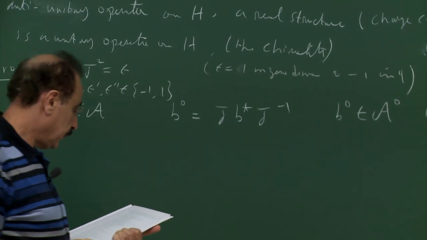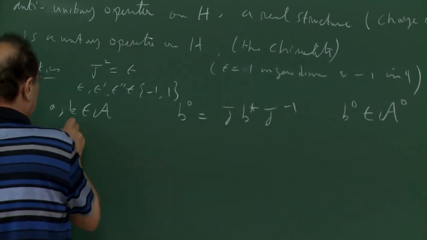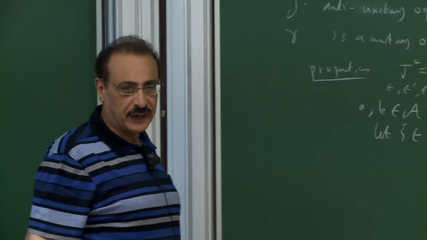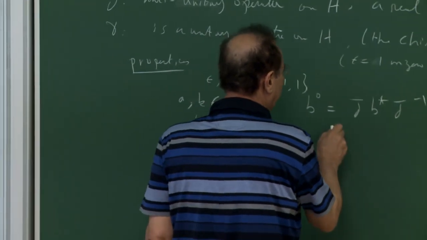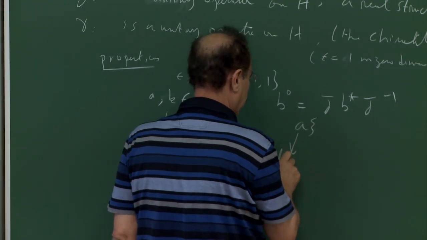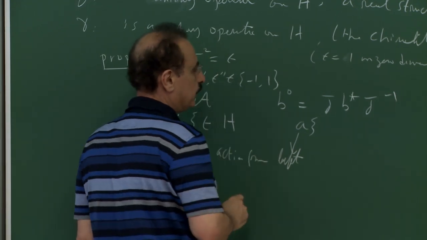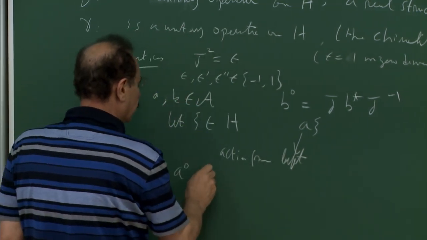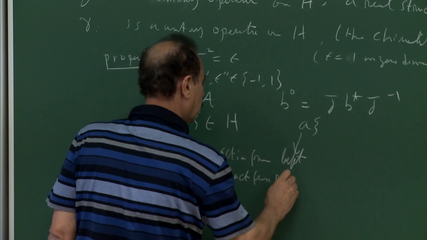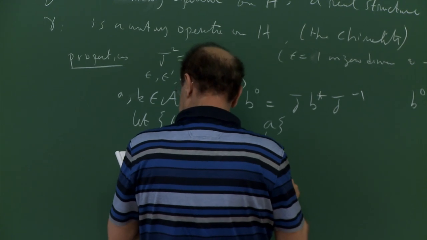It is defined in a minute. Now let xi be an element of the Hilbert space. You can think of it, say, as a spinor. Then you can act on an element of the Hilbert space like this: you can act from the left. Then A opposite would act from the right. So in this case, we write it like this.